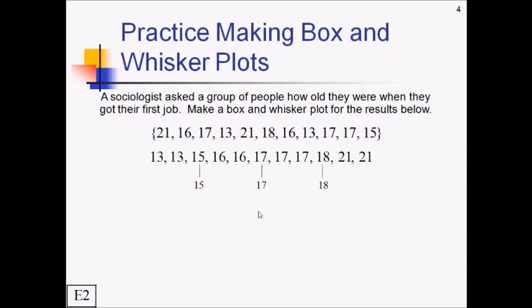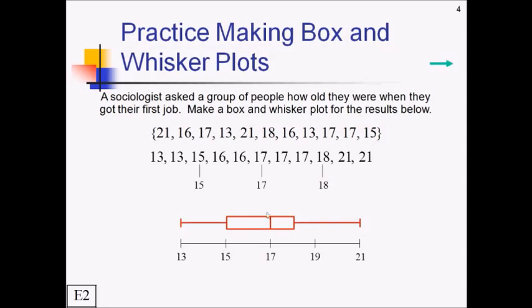Now we'll make our box and whisker based off of this. So we have a line to represent the 17. And when I make my number line, to make my life a little easier on this problem, I'm just going to go from 13 to 21, going by twos. So we've got 17 for the median right there. And then we have the ends of our middle boxes at 15 and 18. Now we have the two ends of the whiskers at 13 and 21 over here. And then just to actually draw the whiskers in there. And there's a box and whisker to represent this data.